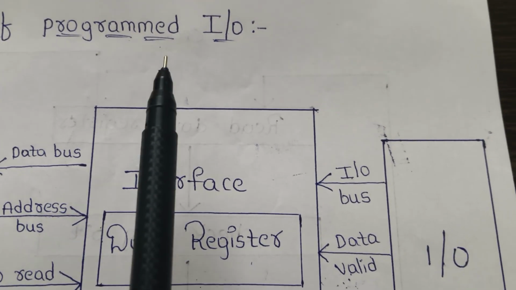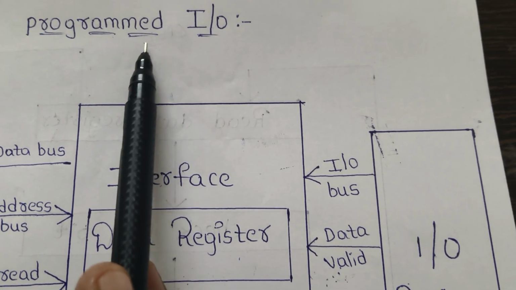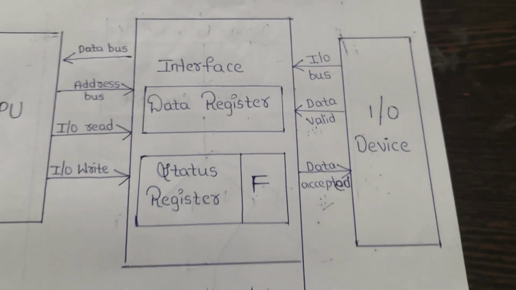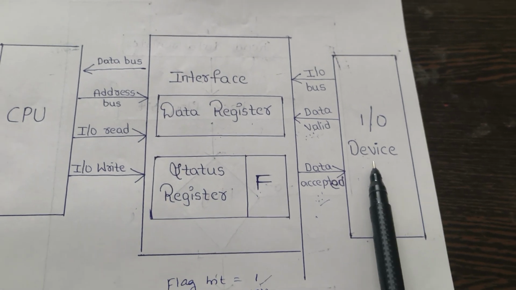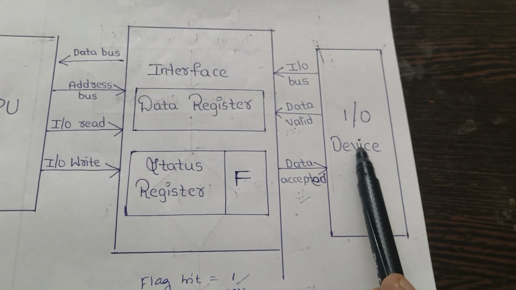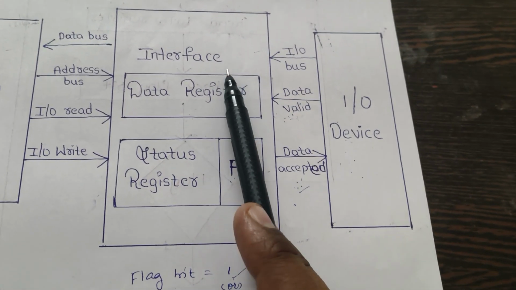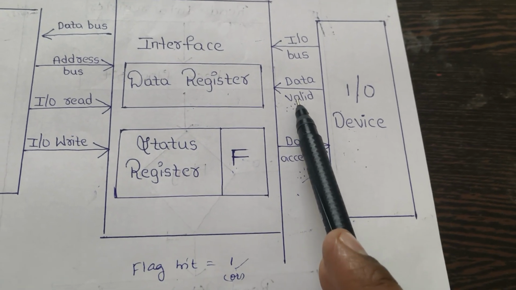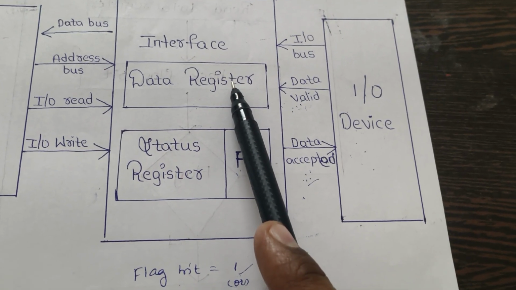In the case of programmed I/O, the name itself says that whatever data we are sending is in the form of a program, that is called programmed I/O. This is a basic block diagram of programmed I/O. Here we have an input-output device, an interface, a CPU and memory. Whenever we are sending any program, first of all it is placed on the input-output bus to an interface, and it is going to check whether the program is valid or not.